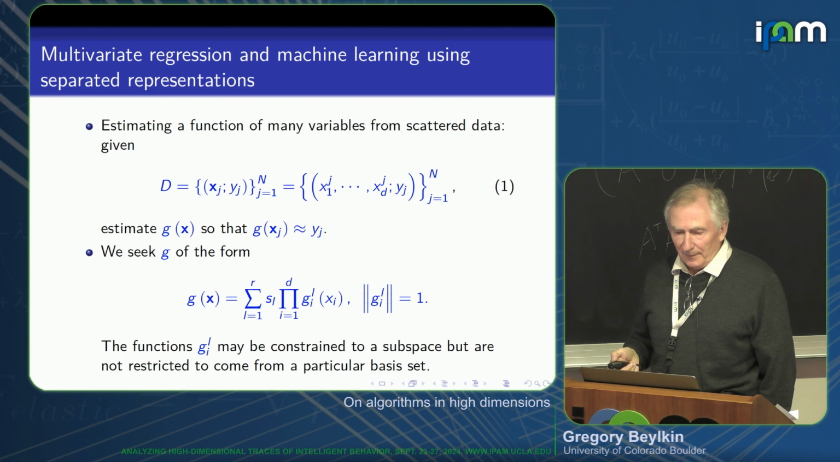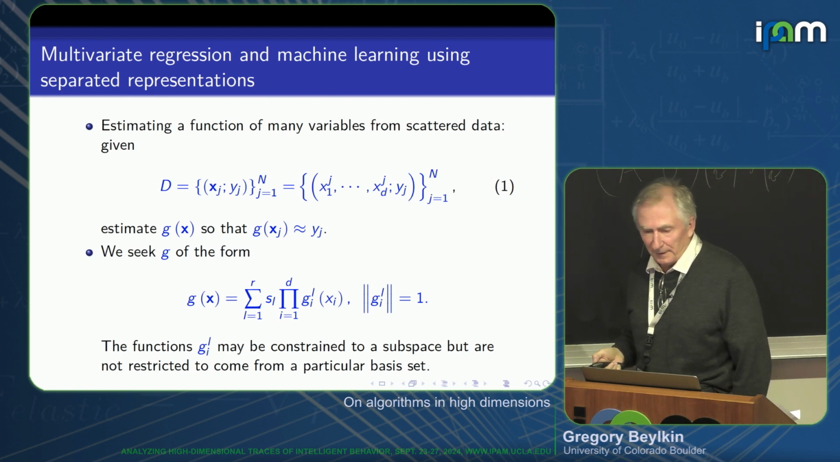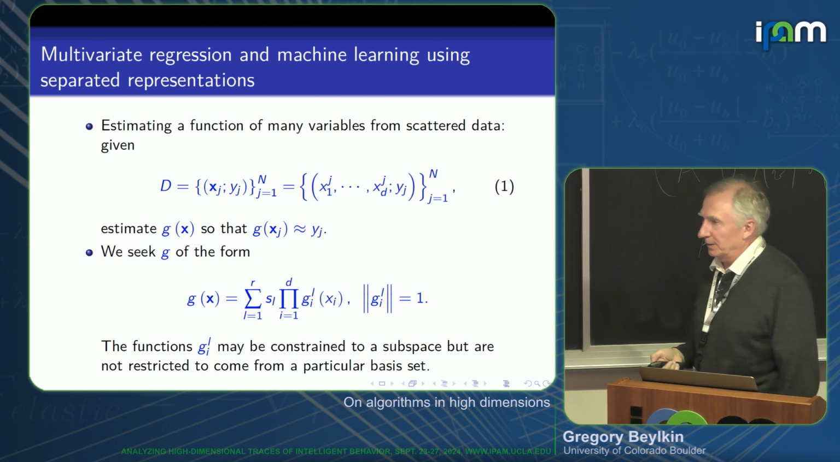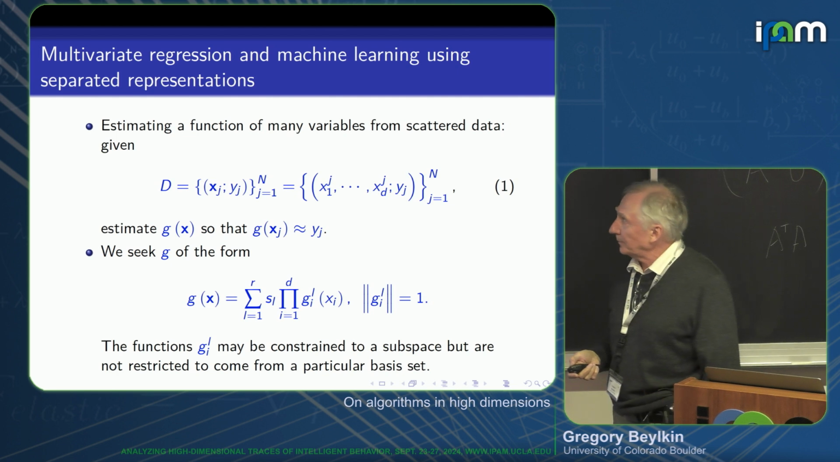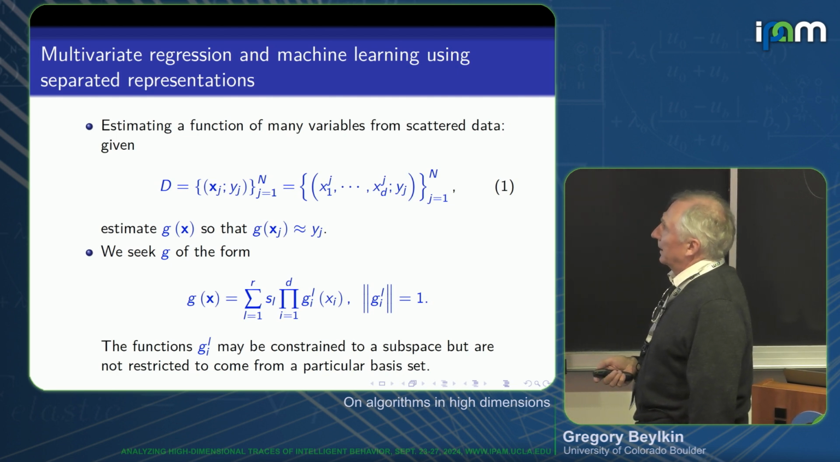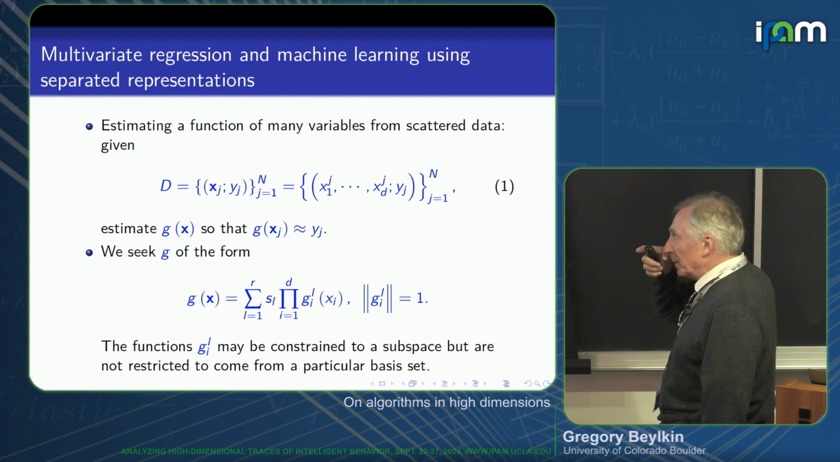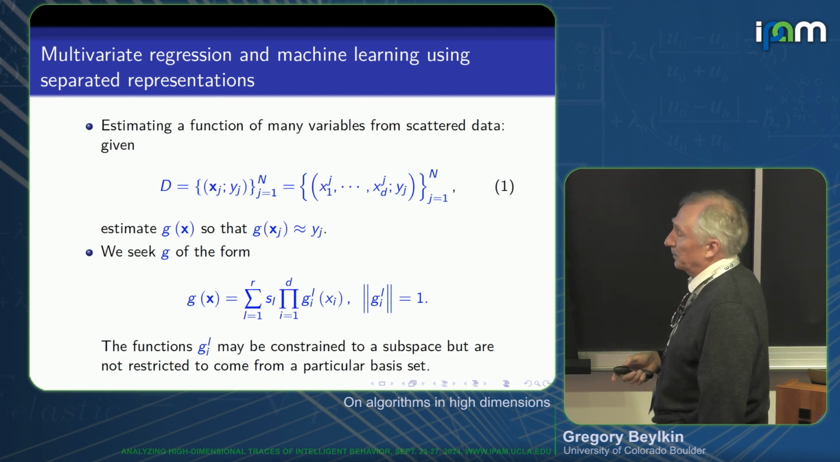Okay. So at some point, I have only a couple of slides connecting it to machine learning. So here is a problem. You have a bunch of points in high dimension, and you want to find a function that approximates these points. So regression, multivariable regression. And so what we do, we seek this solution in the separated form.